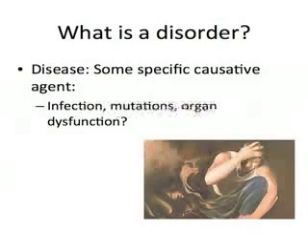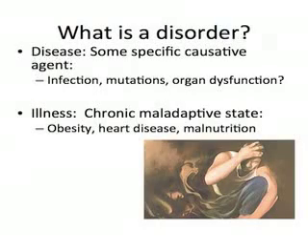We also talk in medicine about illnesses. These are typically chronic maladaptive bodily states. The most common ones, of course, are obesity, heart disease, malnutrition. And these have obvious physiological effects, and in many cases we know quite a bit about their causes and the environmental features that give rise to these chronic diseases.